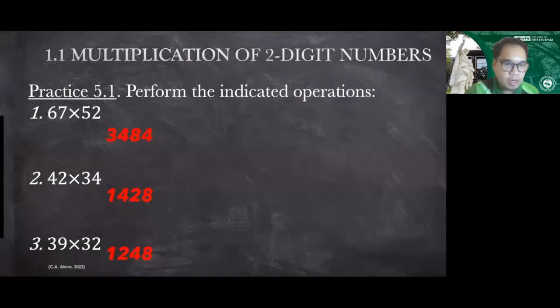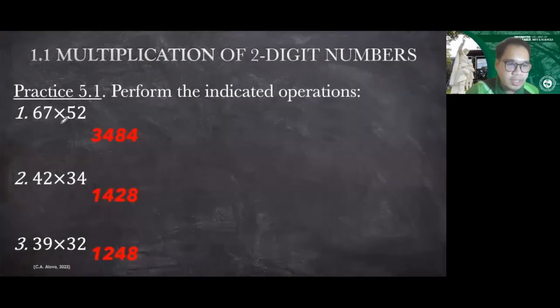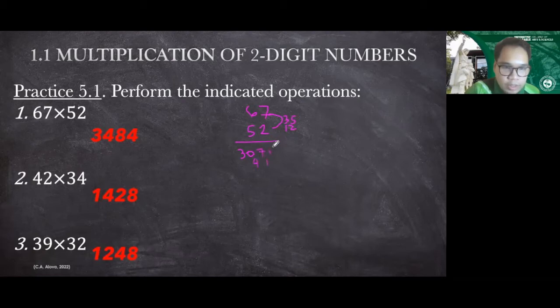The answers are as follows. For number 1, 67 times 52, it's 3484. Let us present it quickly. So 67 times 52 vertically, and I'm going to do it from left to right. We have 6 times 5 is 30. 6 times 2 is 12. Add that to the product of 7 times 5, which is 35, which will give us 47. And then 7 times 2 is 14. So what we have is 3484, which is exactly the answer right here.